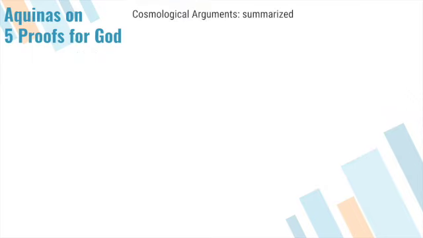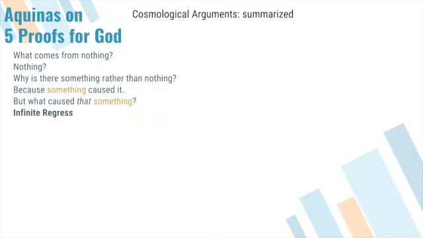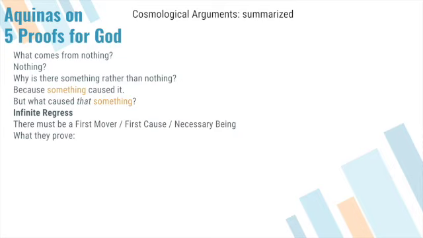So let's summarize something about the cosmological argument. What comes from nothing? Well, nothing. Why is there something rather than nothing? Because something caused it. But what caused that something? Well, you can either have an infinite regress, or there must be a first mover, a first cause, or a necessary being, all right, or a maximum.